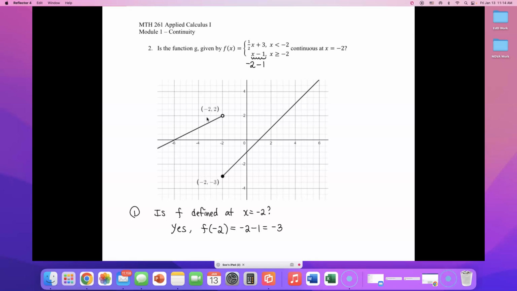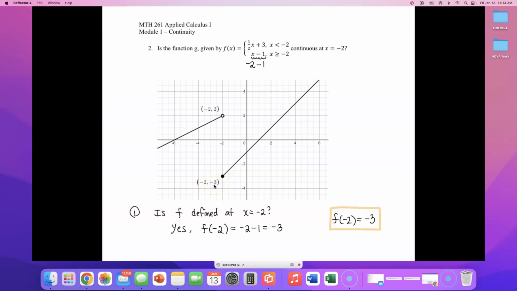So you write that down and keep it because we are going to use this to make our conclusion later. So I found out that f of -2 is -3. That's where the function is at -2. That's where we have the closed circle, right? The function is defined down here at -3.